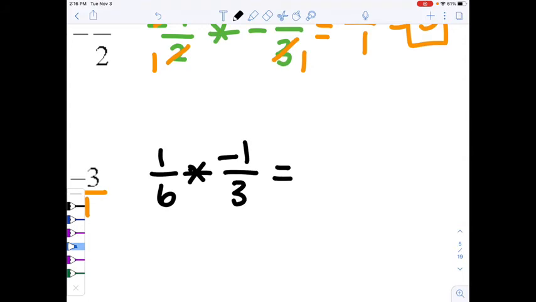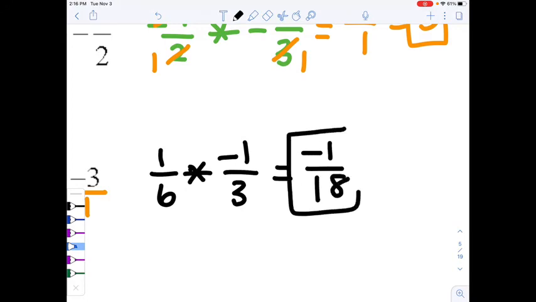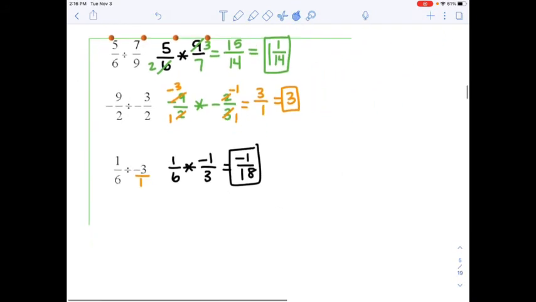So now I'm going to multiply the numerators, multiply the denominators. 1 times negative 1 is negative 1. 6 times 3 is 18. I can't simplify that any further, so there's my answer. Negative 1 over 18.